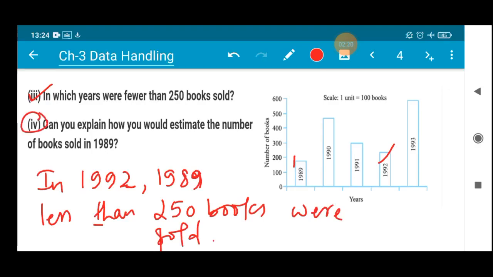The last question of question number 2, that is part number 4, will be a home assignment. I hope you people have understood this. So this will be a home assignment.